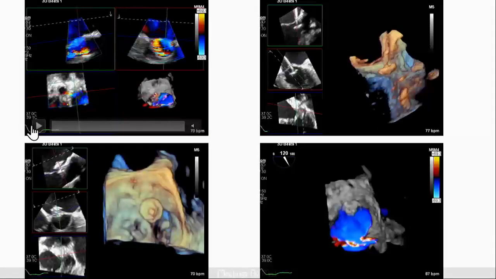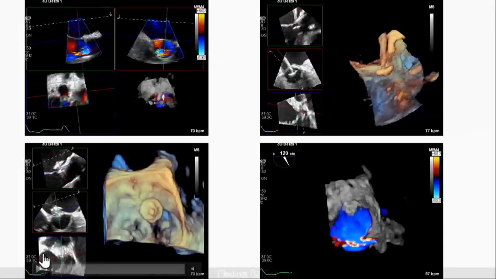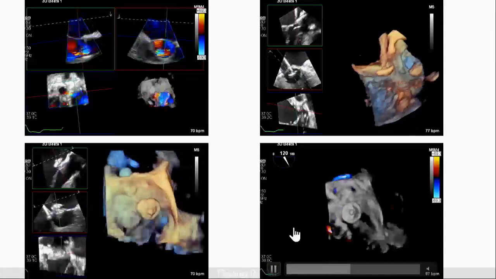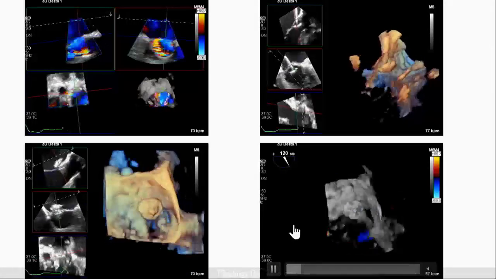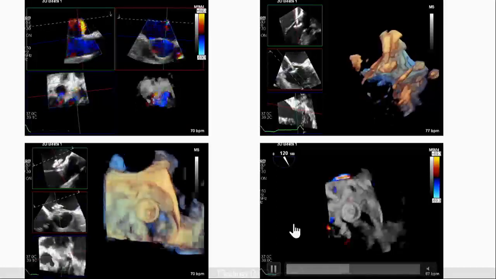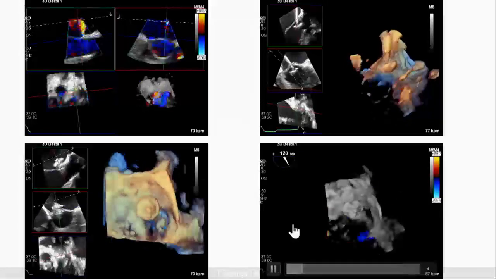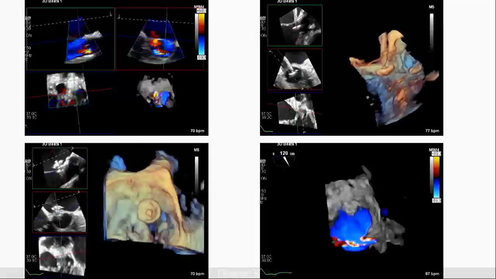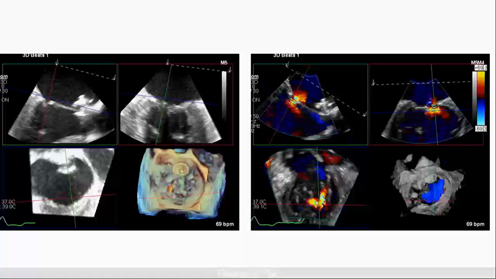And this perforation then was successfully closed with an Amplatzer plug. And you can see that at the end of the deployment of the Amplatzer plug, there was no mitral regurgitation coming from the perforation. We got a really, really small box to be able to focus on that perforation and to guide the structural intervention.